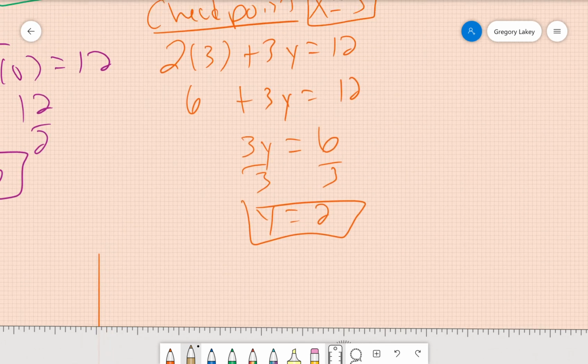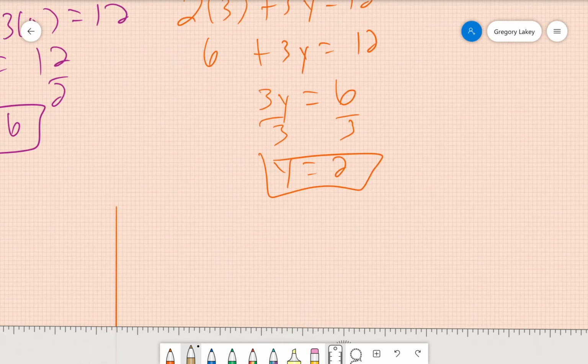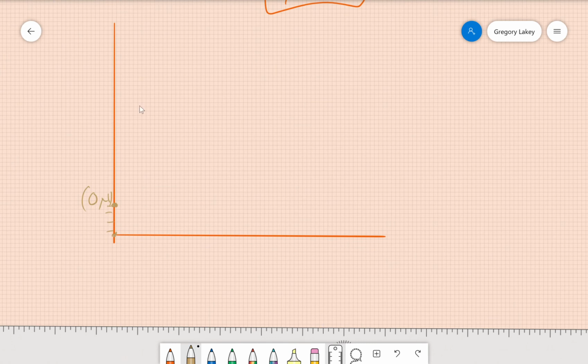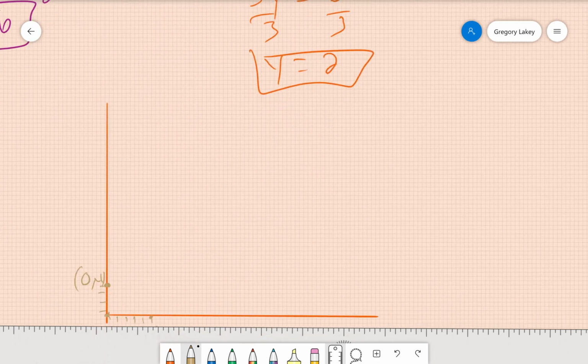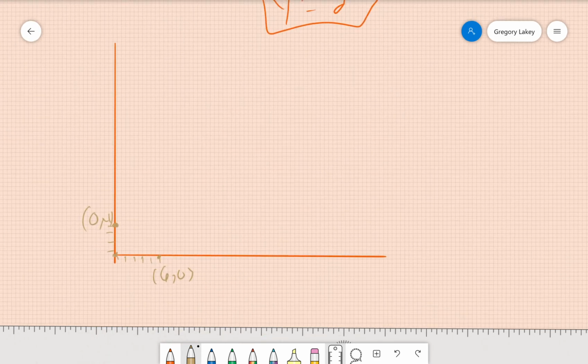At that point, and then what's the next one? (6, 0). I'm skipping 1. So 1, 2, 3, 4, 5, 6. This is going to be (6, 0). And then what's that middle point? We said (3, 2). And then 1, 2, 3, 1, 2.